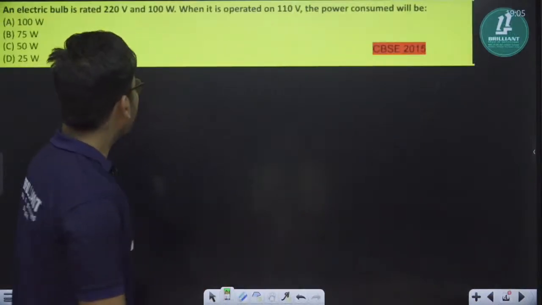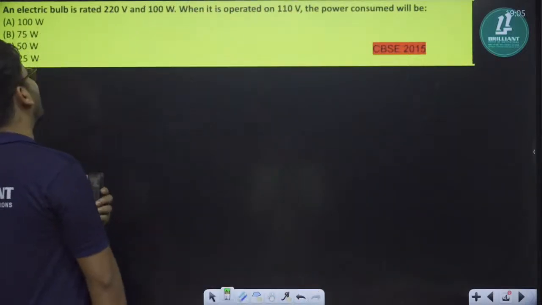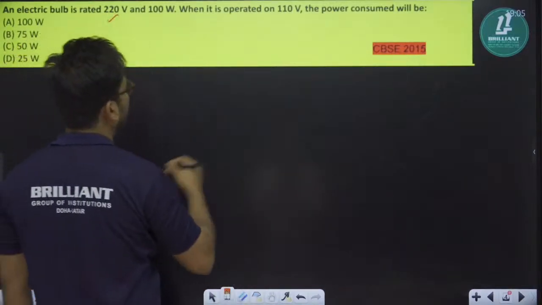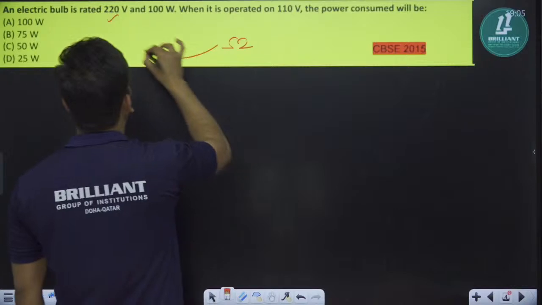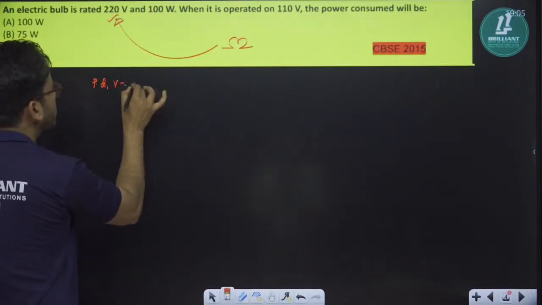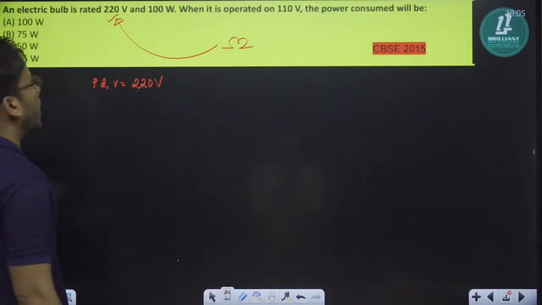This is really good. Now let's see this question. Relaxed, see the question properly. The question tells that an electric bulb is rated 220 volt. So we have an electric bulb, guys. Now this bulb is rated, what is the potential difference? 220 volts. So let me write it, potential difference V is equal to 220 volt. This is the potential difference I have got.